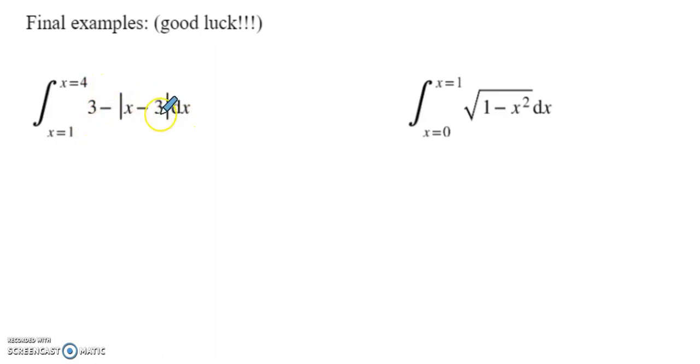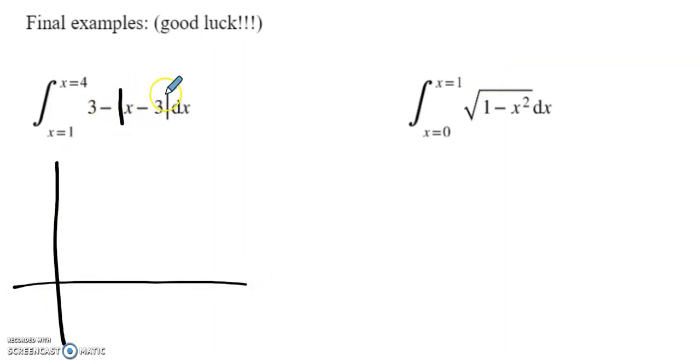When you see absolute value, oftentimes you want to think, how can geometry help me? When you see the square root of a radius squared minus x squared, you want to think, how can geometry help me? So let's go ahead and sketch this graph. This is the absolute value v that's been shifted to the right 3. It's been flipped upside down, and it's been moved up 3.